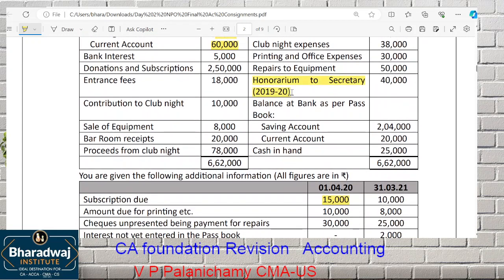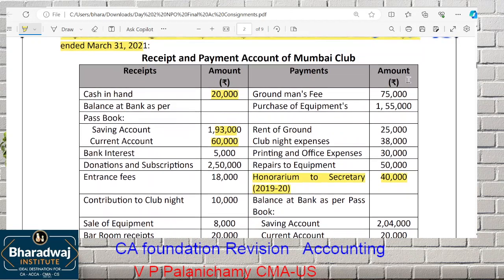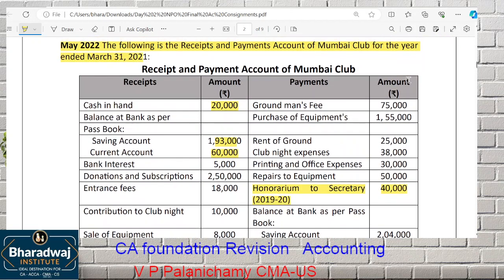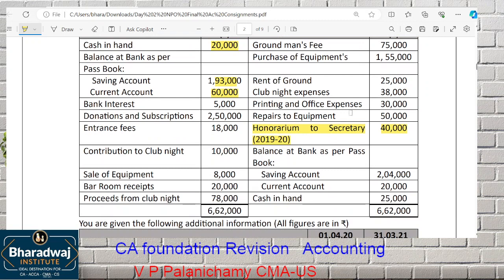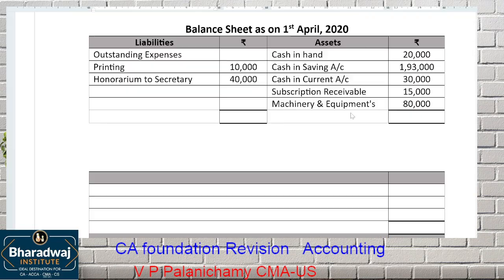Look at this. Honorarium to secretary, how much have they given here on the payment side? Is this paid for current year or last year? What is current year? 2021. So last year's has now been paid, that would have been outstanding at the beginning of the year. This 40,000, when is it paid? 2021. But this is paid for which year? 1920 now, which means outstanding for the last year has been paid in the current year.